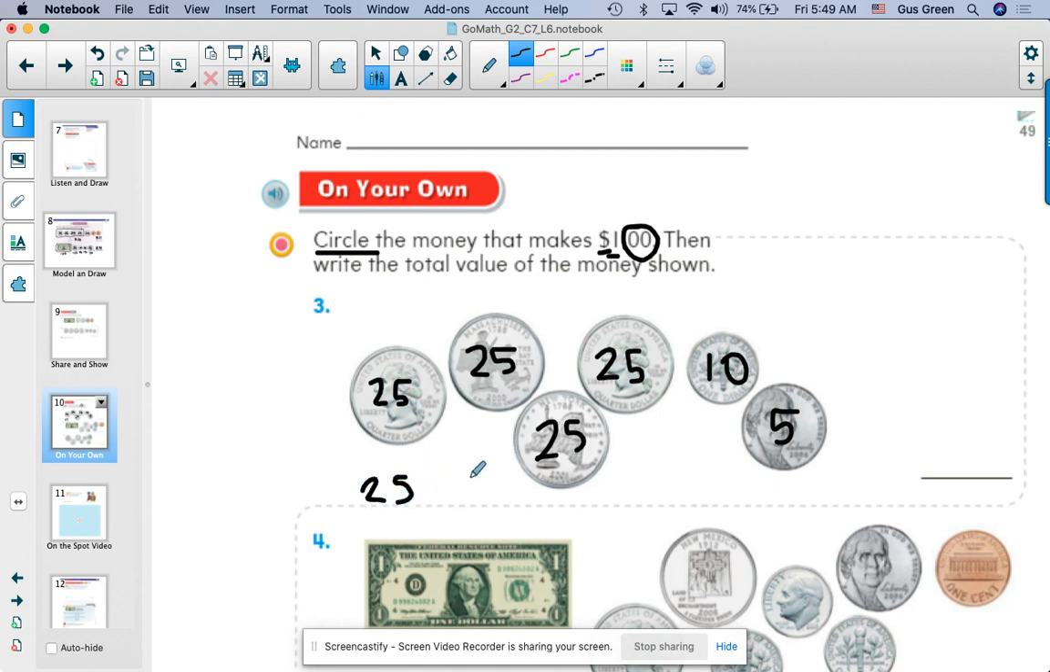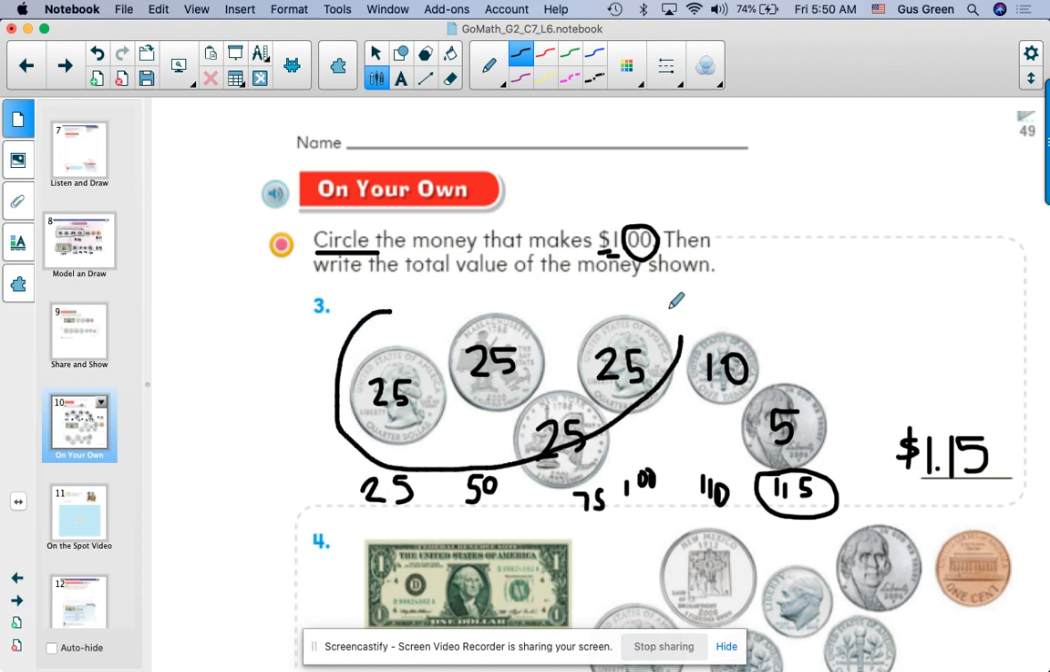So 25, 50, 75, 100, 110, 115. So I labeled the coins. I did my running total. I've got more than $1. $1 is worth 100, so 115. So I'm going to do my dollar sign. And I got 100. Now my decimal point goes right here. And 15 cents. $1.15. Okay?